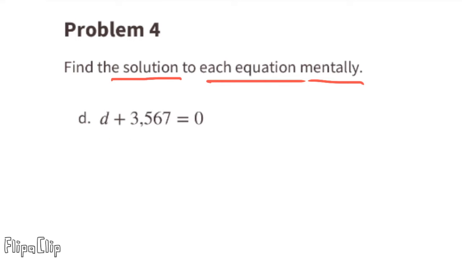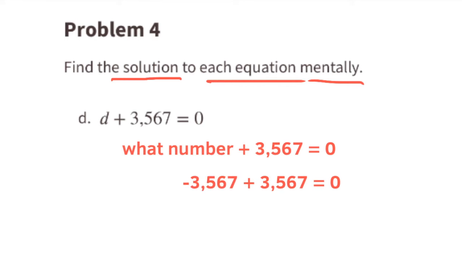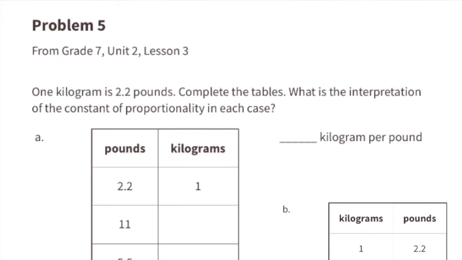D, D plus 3,567 equals 0. What number plus 3,567 equals 0? Negative 3,567 plus 3,567 equals 0. D equals negative 3,567. Problem number 5 from 7th grade, Unit 2, Lesson 3.